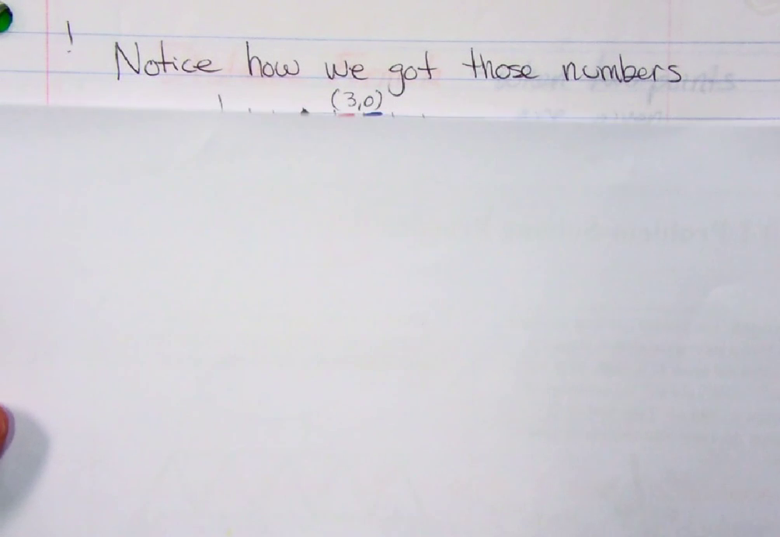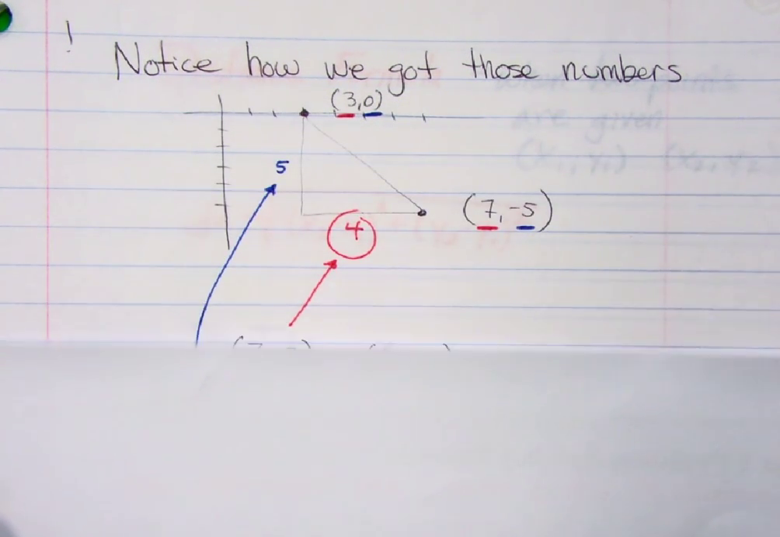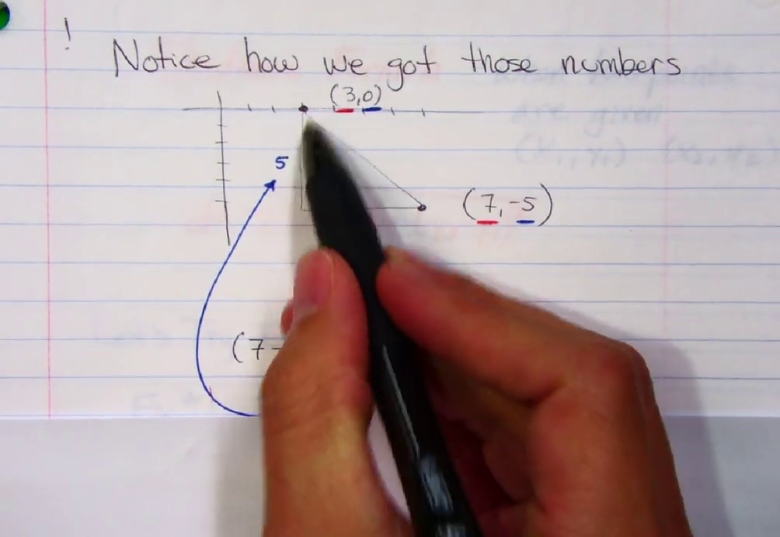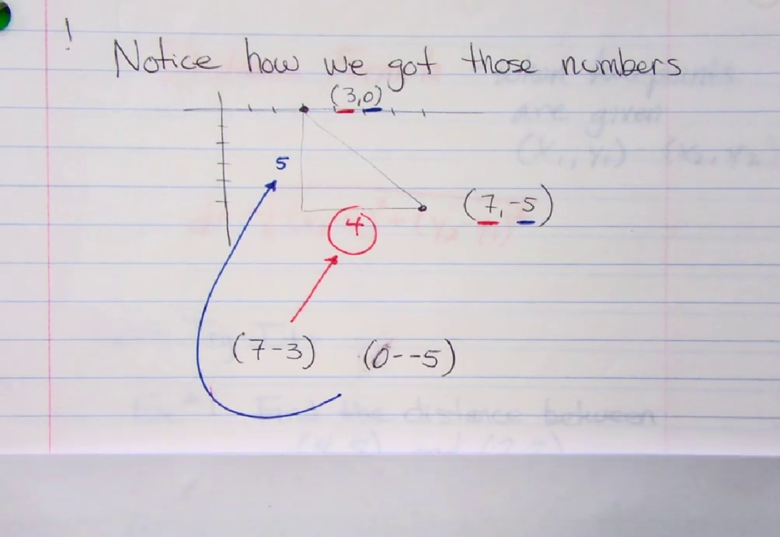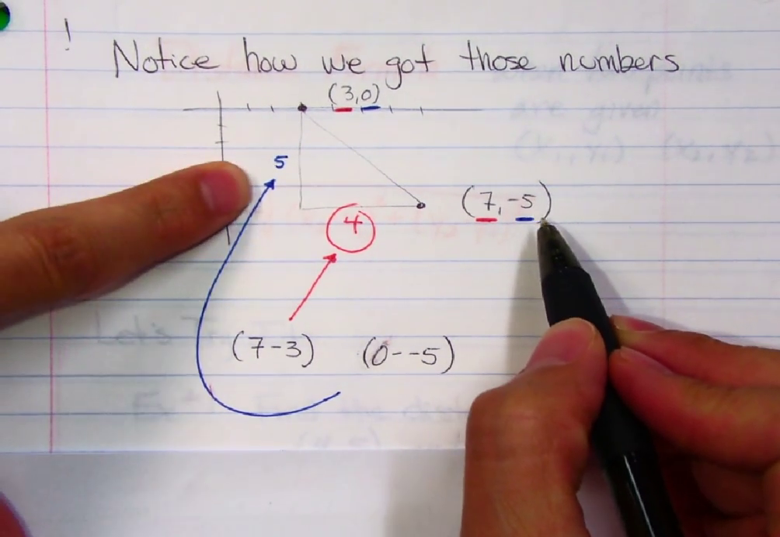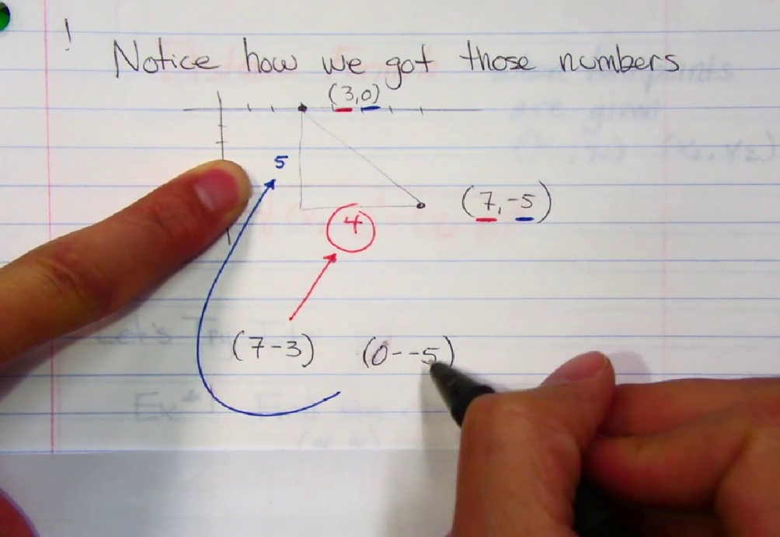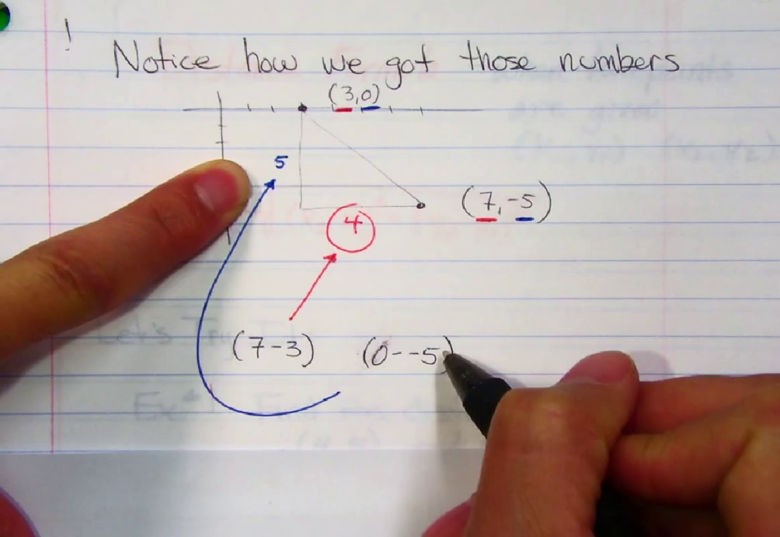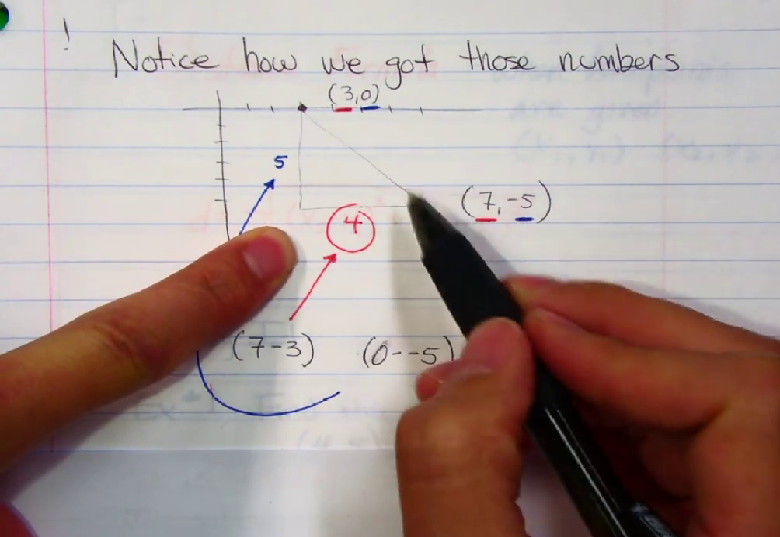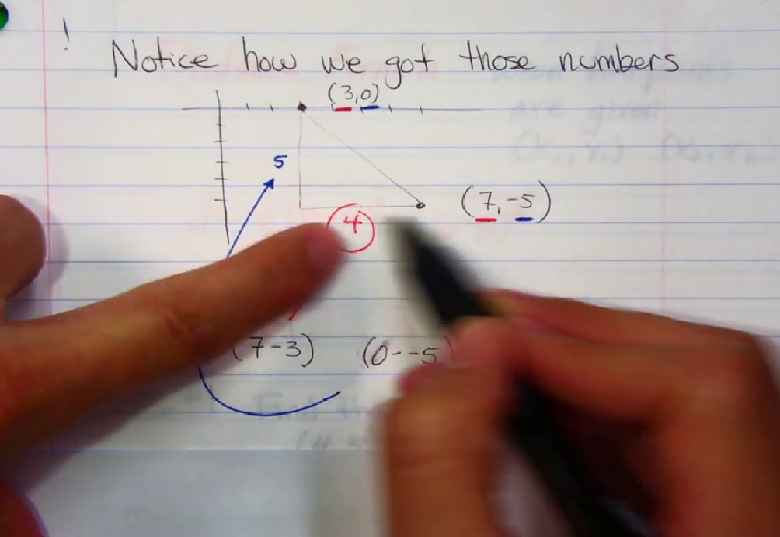Now let's notice how we got those numbers. I'll redo the same problem, but I want to show you how I got this 5 and how I got this 4. For the blue one here, I took negative 5 and subtracted 0 from it, or vice versa, and that's how you get the distance of 5. And for this red one here, I took 7 minus 3. From 3 to 7, that's a distance of 4.